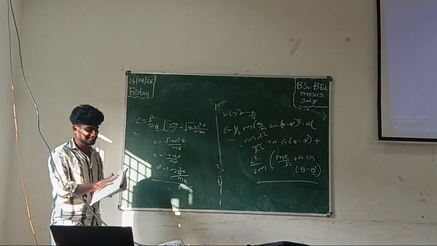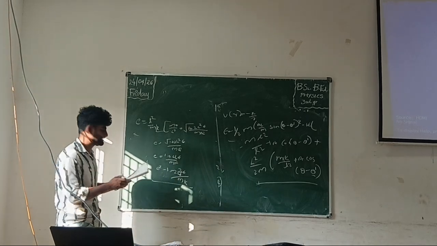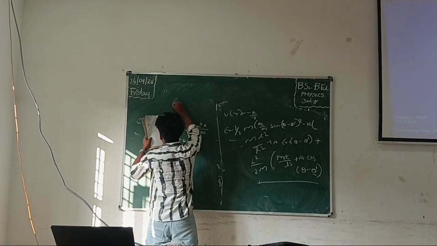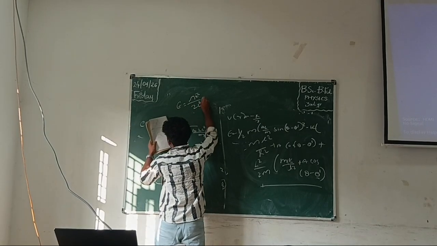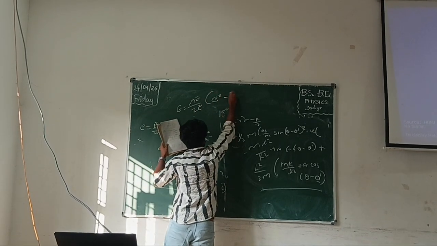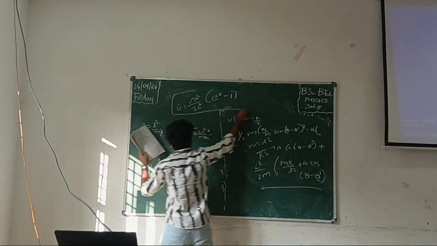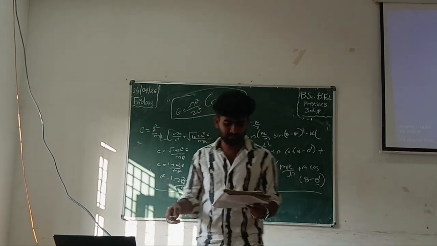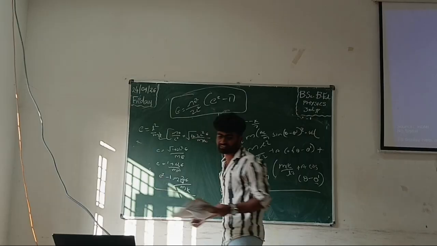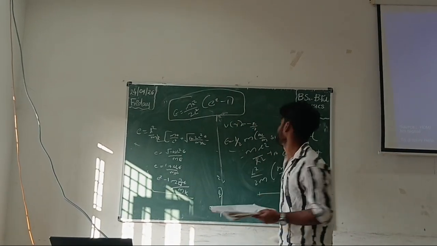So from this we get E is equal to m k square by 2 L square into (e square minus 1). This is the final equation of energy of the first law. Okay, so from this we can understand what Reddy told in the previous session.